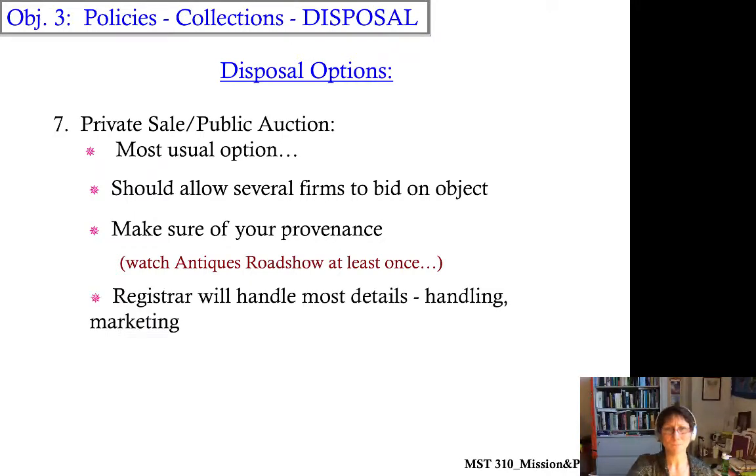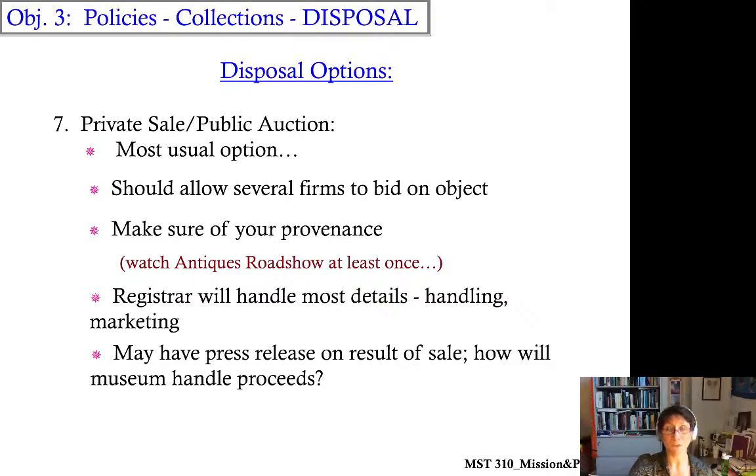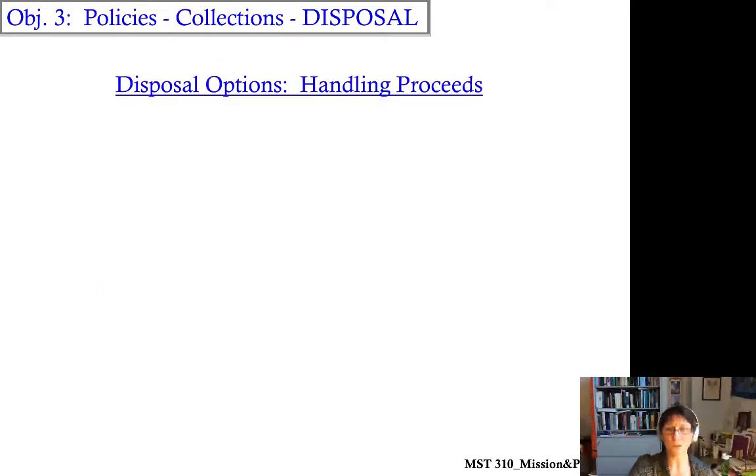When you're doing this, the registrar will handle most of the details. They're going to handle how it's going to be transferred, the marketing, paperwork that's come through regarding its provenance, its estimated value, and so on and so forth. And then its actual value when it's actually sold. Some museums will have a press release regarding the sale, and they'll advertise the fact that they sold something, how much they sold it for and why they sold it. But again, anytime you sell anything for whatever reason, those funds should only be used to develop the collection further and only for the collection.